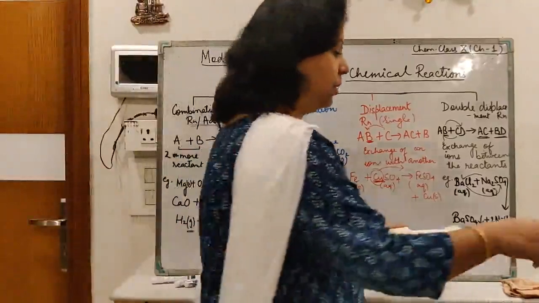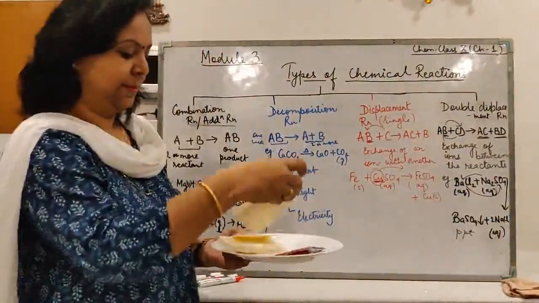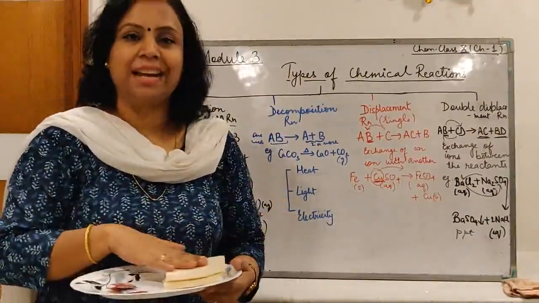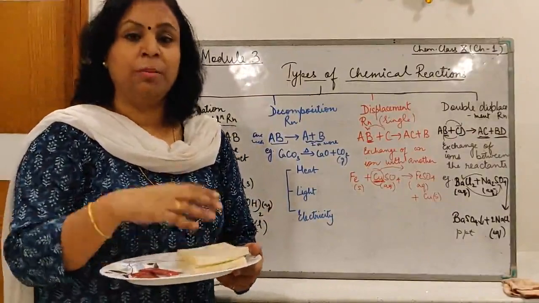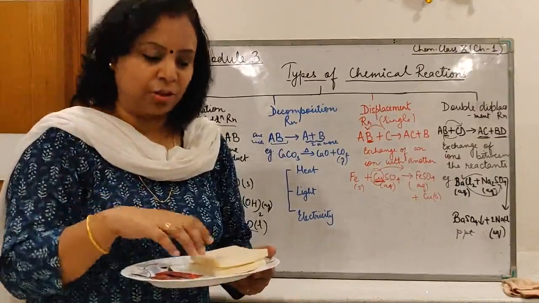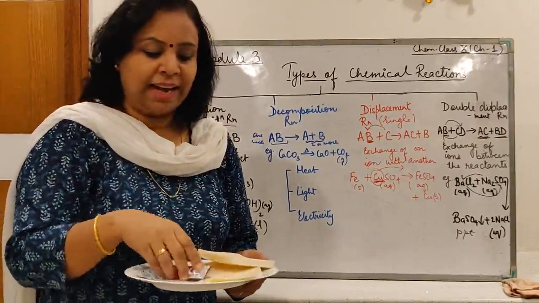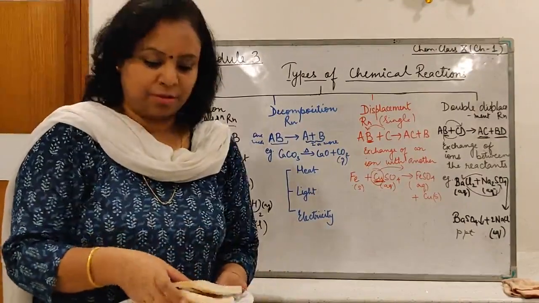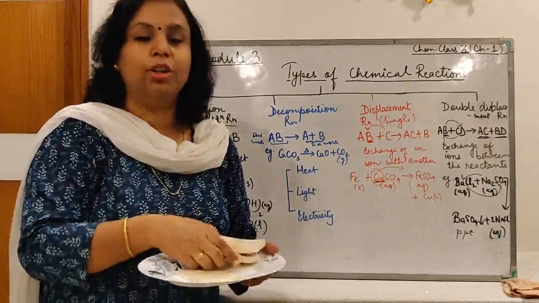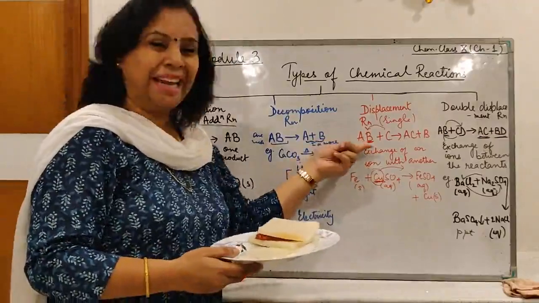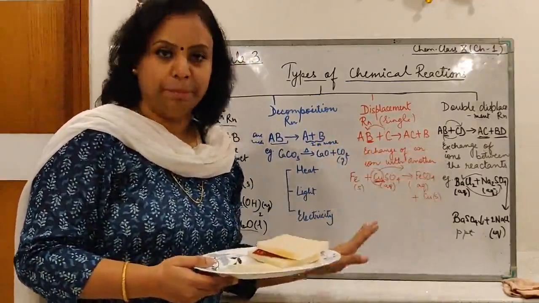Now coming to displacement reaction. Now I have taken a cheese sandwich and I am having some tomato. Now because I am more fond of tomato, tomato is displacing cheese and taking its place. So now I have a tomato sandwich instead of a cheese sandwich. AB plus C forms AC plus B.